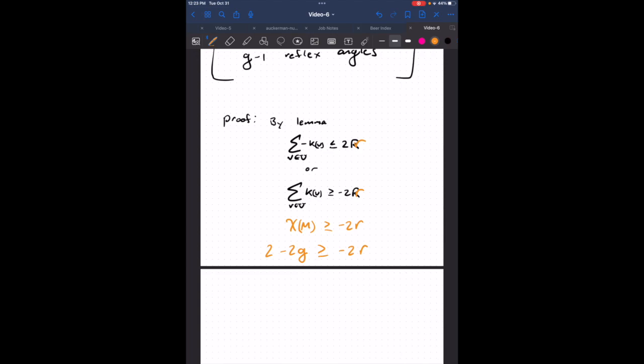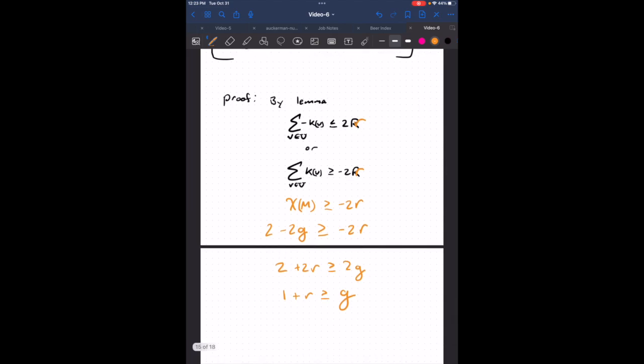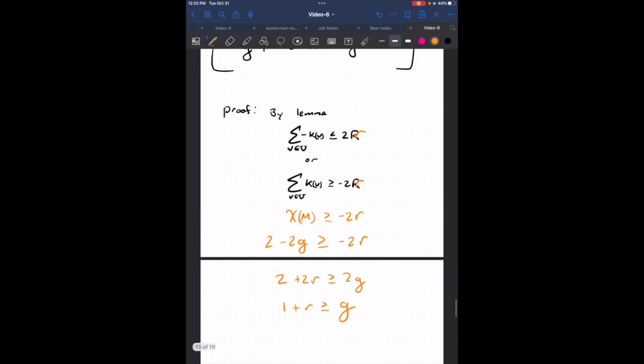And then just rearranging a little bit, what are we going to get here? We're going to get 2 minus 2r is greater than or equal to 2g. Is that what we want? Nope, plus here. And dividing by 2, so 1 plus r is greater than or equal to the genus. So the number of reflex angles plus 1 must be greater than or equal to our genus. So this is where Gauss-Bonnet came in.